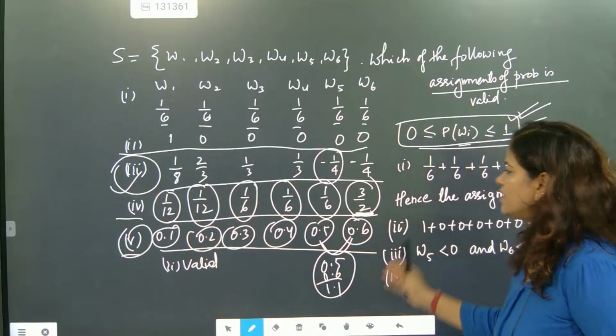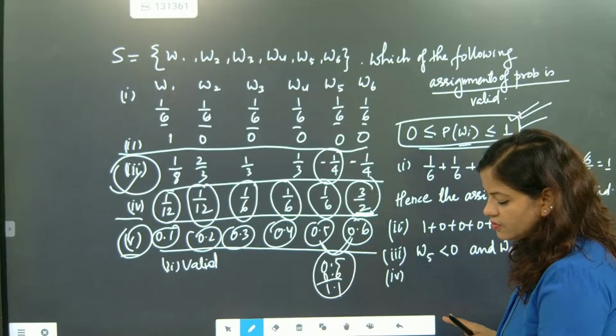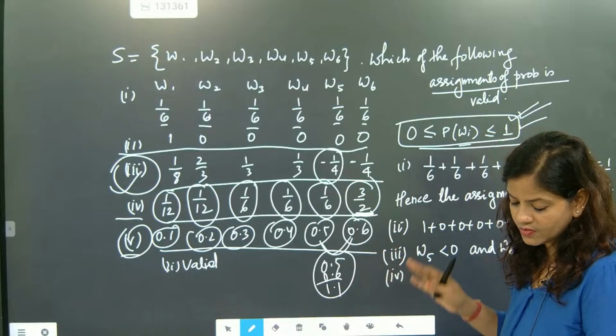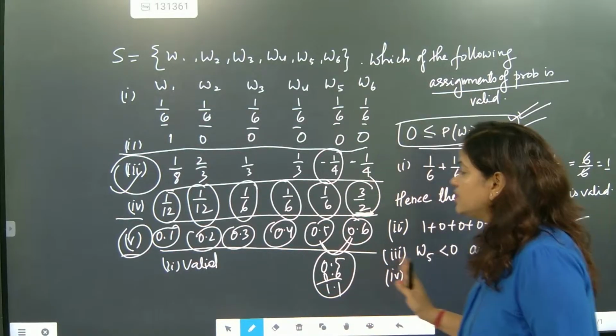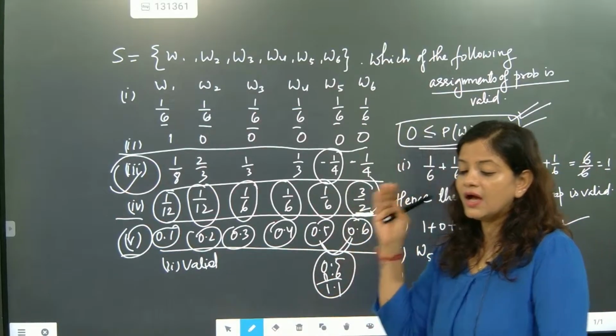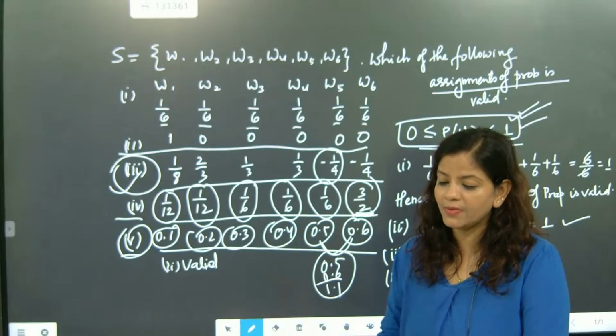Correct? Adding this one means it will go more than 1. So this is not going to be accepted. This is exactly one of the terms we are using in probability. So this is a way of checking assignments of probability. Understood? And always beta, we do one very important thing whenever we are doing probability.